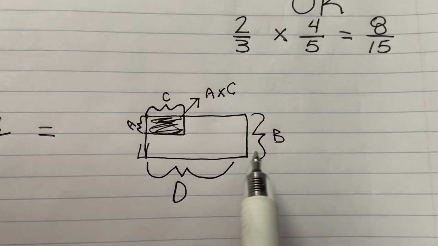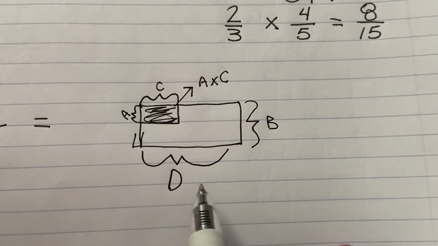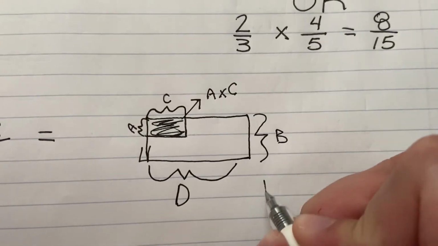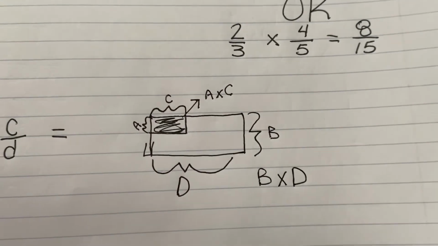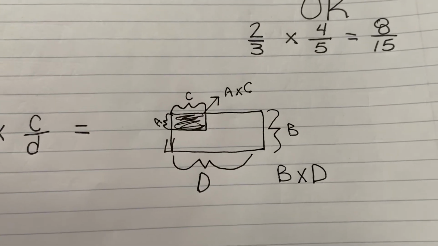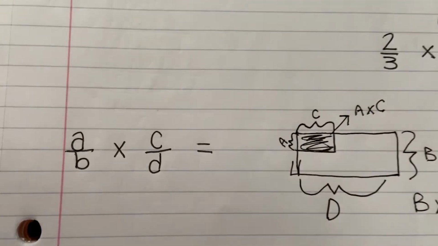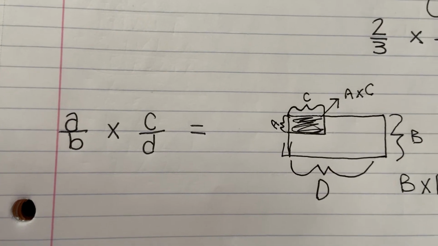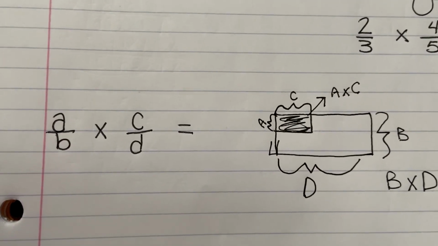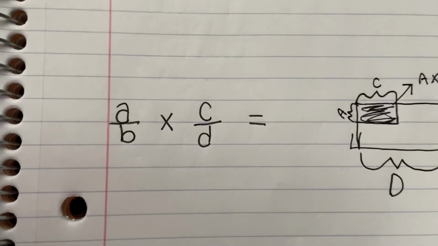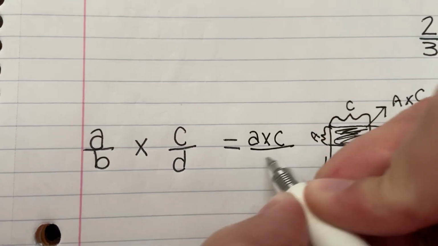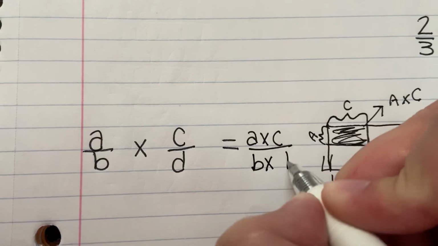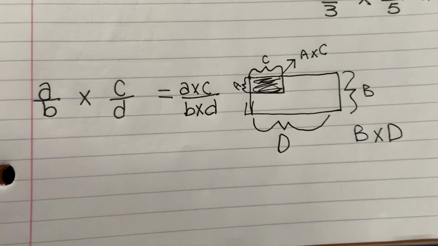That is represented by B and D, which is what we started with, breaking it up into pieces. So B times D. We have now discovered that when you multiply fractions, you can multiply straight across in any proper fraction to get the correct product. This will work with any proper fraction.